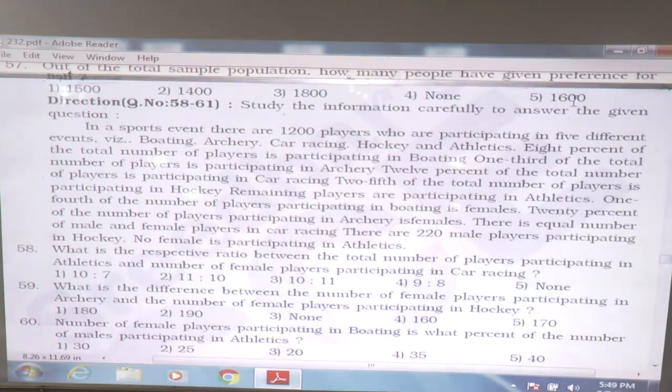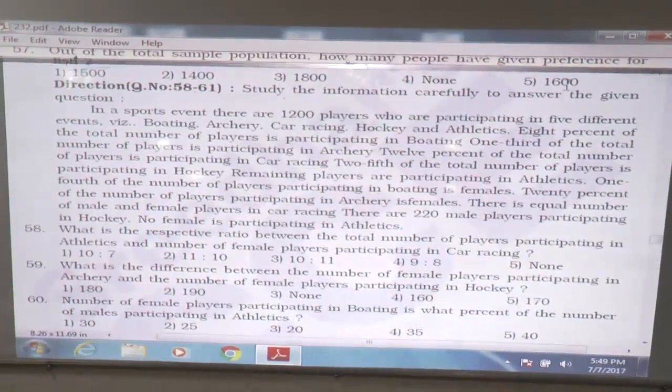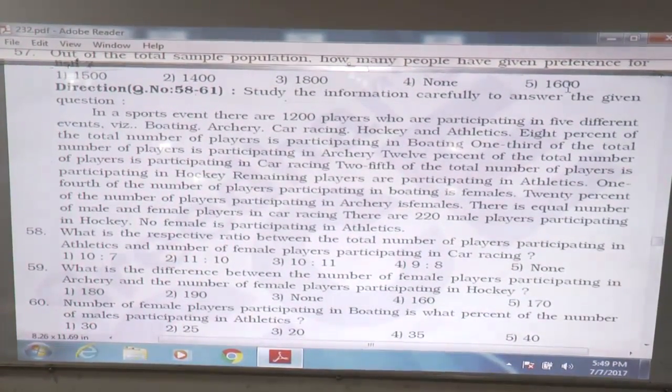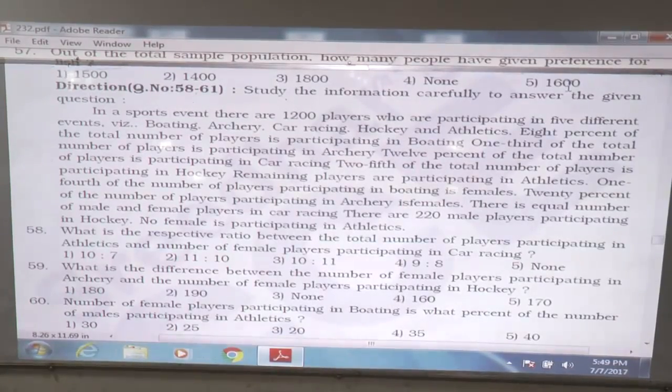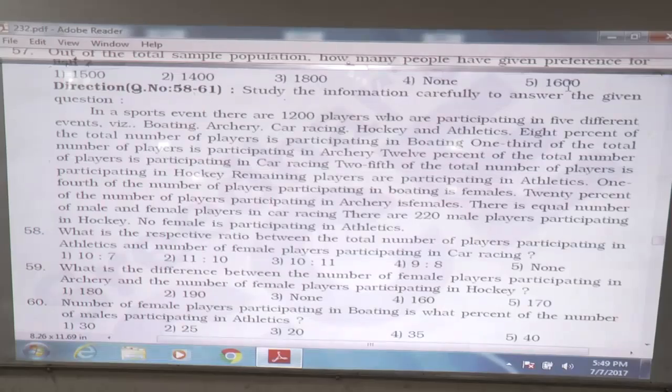In a sports event there are 1,200 players who are participating in 5 different events: boating, archery, car racing, hockey and athletics. Okay, 8% of the total number of players are participating in boating.